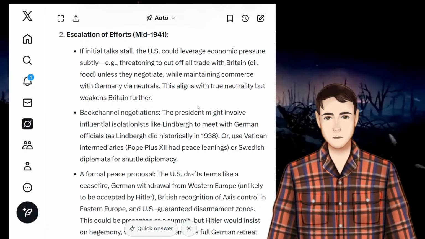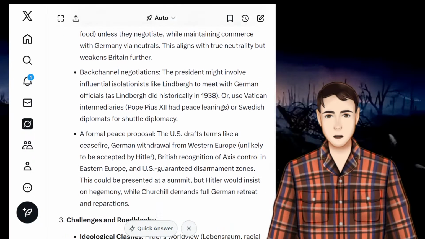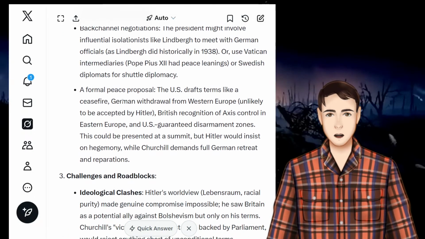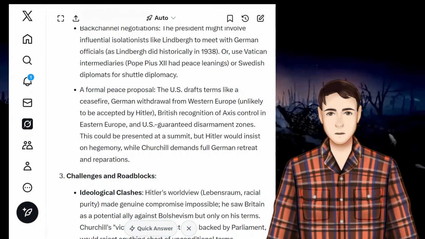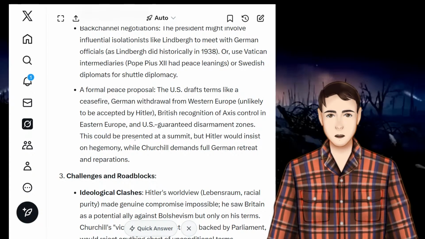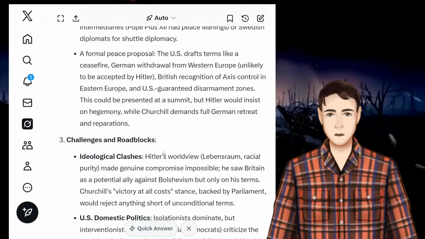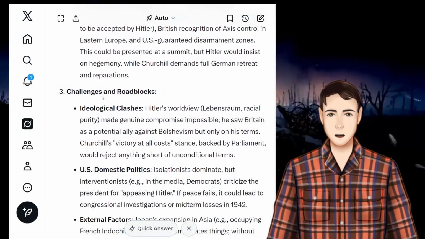Back-channel negotiations. The president might involve influential isolationists like Lindbergh to meet with German officials, or use Vatican intermediaries, Pope Pius II had peace leanings, or Swedish diplomats for shuttle diplomacy. A formal peace proposal, the U.S. draft terms like a ceasefire during withdrawal from Western Europe, unlikely to be accepted by Hitler, British recognition of Axis control in Eastern Europe, and U.S. guaranteed disarmament zones. This could be presented at a summit, but Hitler would insist on hegemony while Churchill demands full German retreat and reparations.